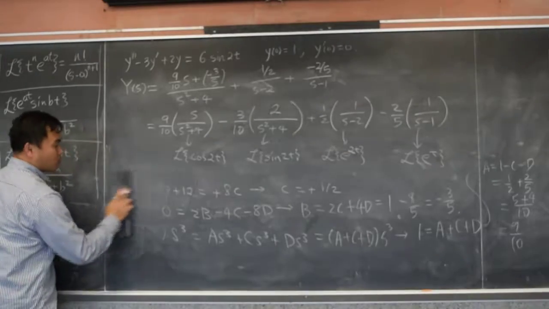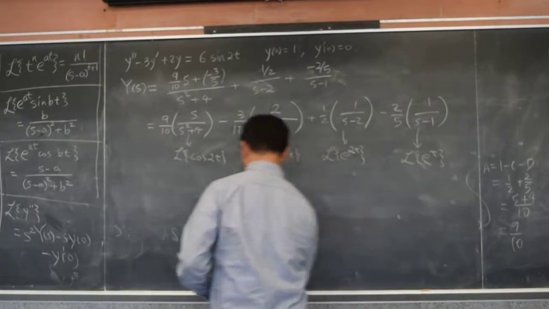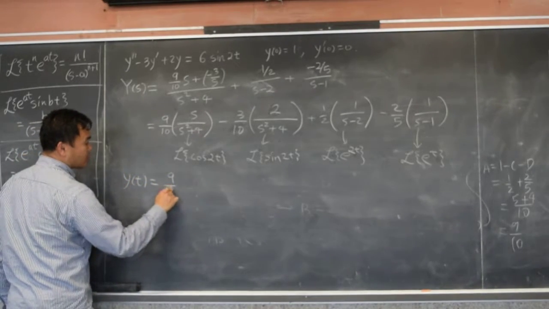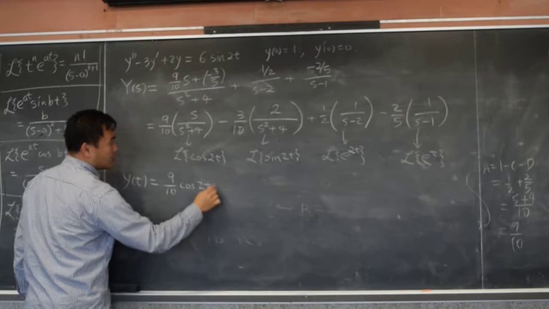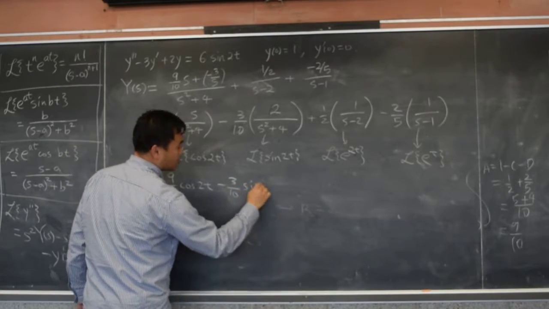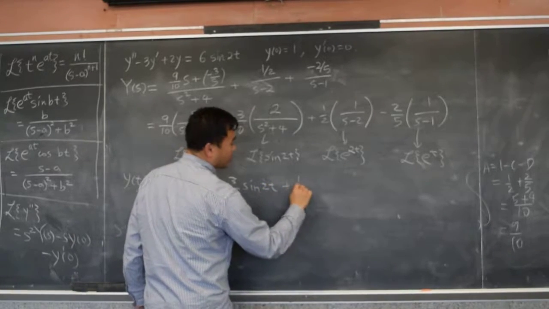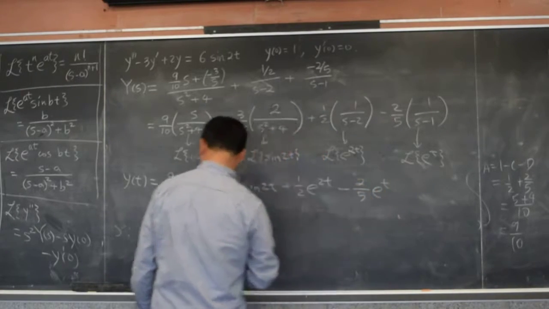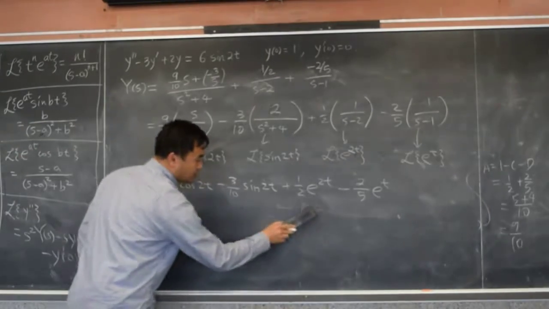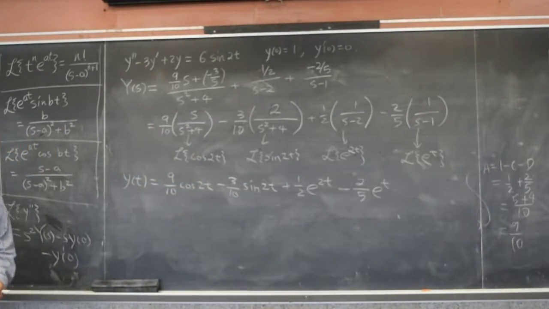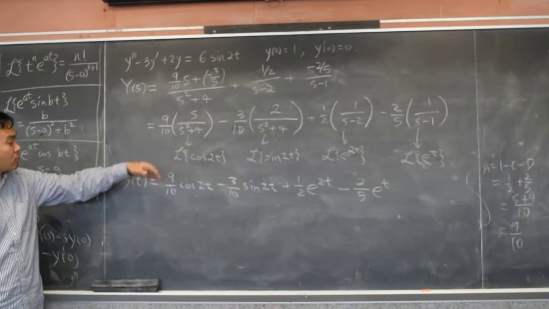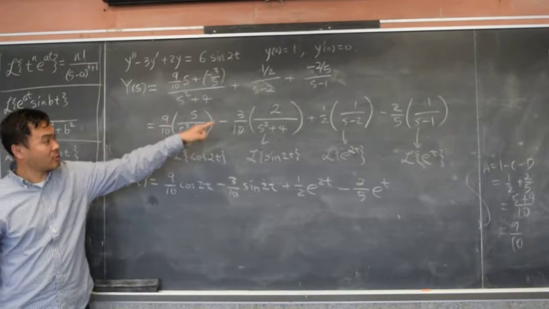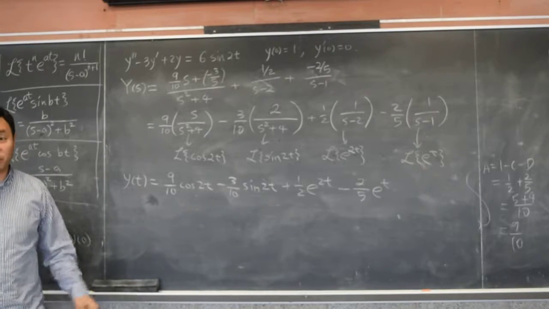And then we now arrive at the final answer. What's the final answer? We have y of t equals 9 over 10 cosine 2t minus 3 over 10 sine 2t plus 1/2 of e to the 2t minus 2/5 of e to the t. So that's the answer. Yeah, it's y of t now. We're doing the inverse. So we know that if I had this and took the Laplace transform of it, we will get these terms, which is the same as Y of s. So therefore, this is the answer.